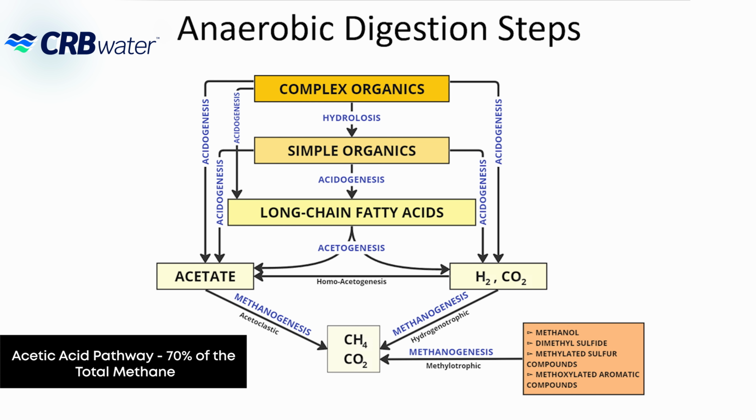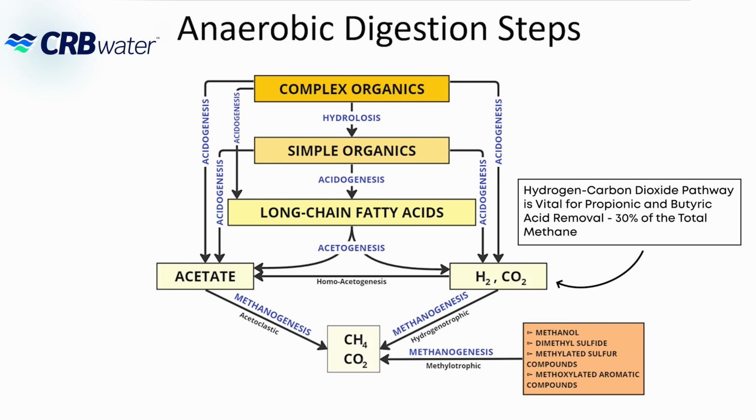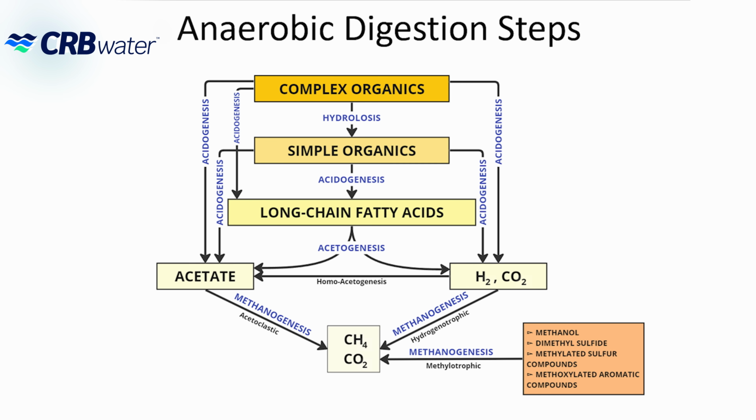Approximately 70% of the produced methane typically comes through the acetic acid pathway, whereas the hydrogen-CO2 pathway produces the remaining 20 to 30% methane. Although the hydrogenotrophic pathway contributes a smaller fraction of methane, it is vital to degrade energetically challenging compounds such as propionic acid and butyric acid. We'll learn more about this in subsequent lecture videos.